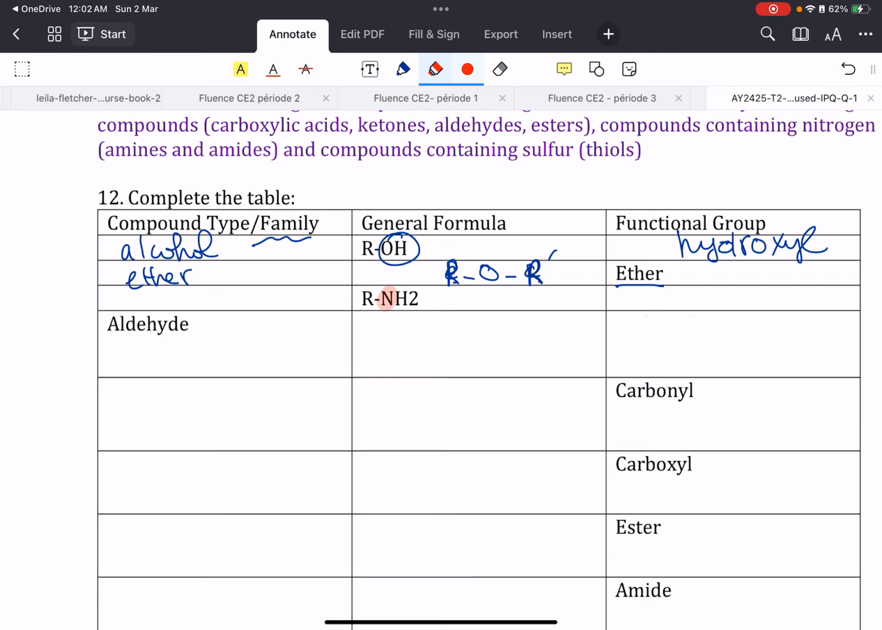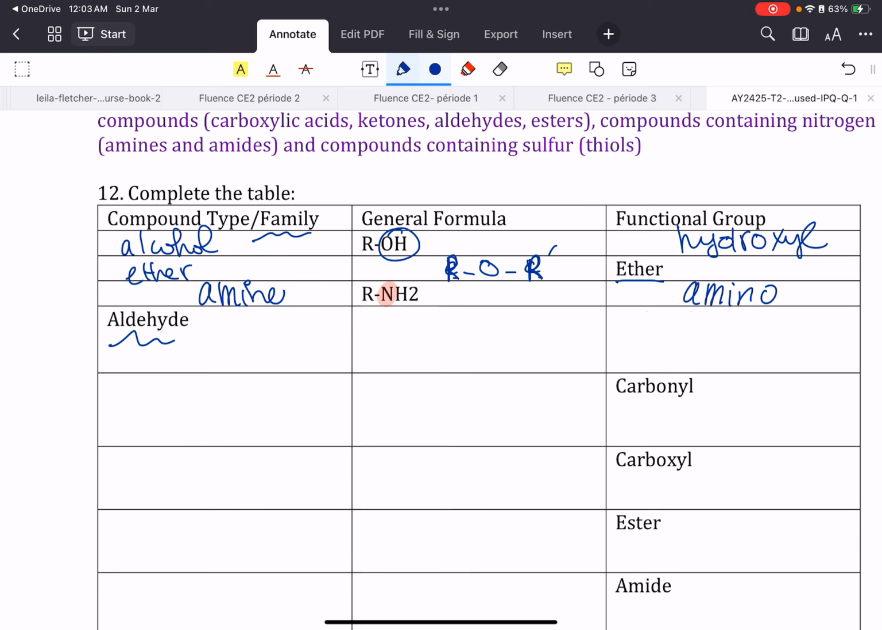When I see atom N, this is an amino group, the amino functional group. And the family, this belongs to amines. And in the lesson of acids and bases, anything related to amines is basic. If it's neutral, it is basic.